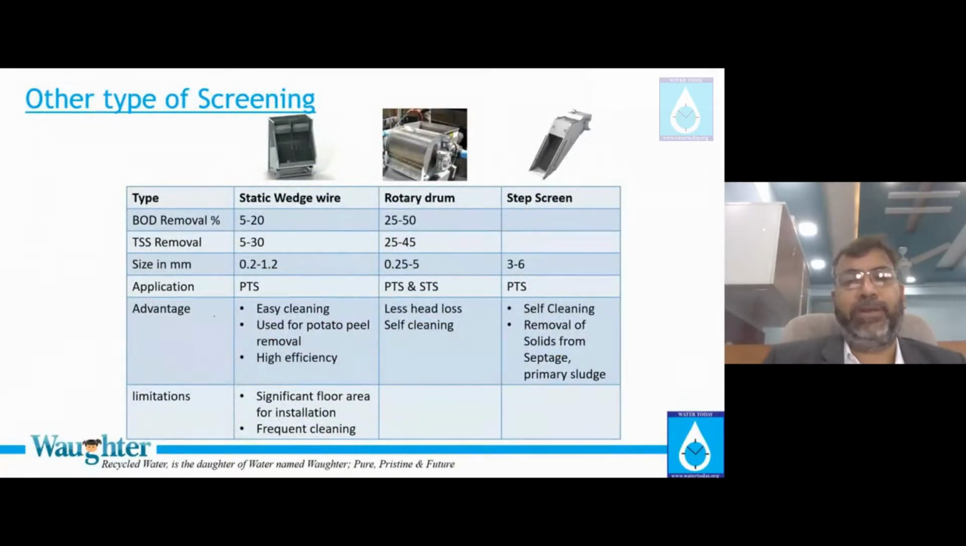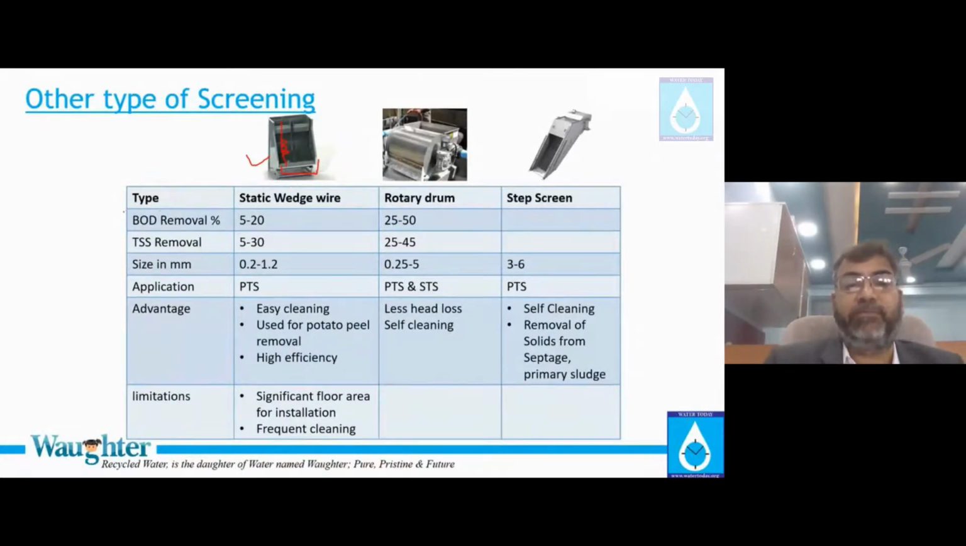Now, the kinds of screens. If you're looking at static wedge wire, this is a wedge wire screen: you feed the water here, water will flow like this and is collected outside the screen. Whatever debris material is left on the screens is collected here in this bucket. So this is a simple example of a static wedge wire screen.